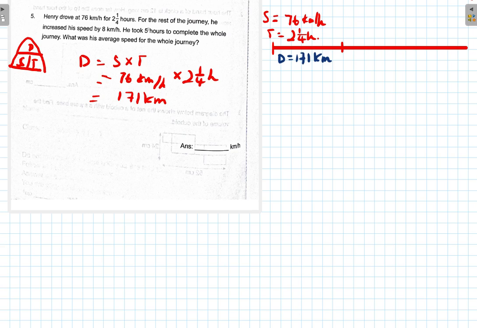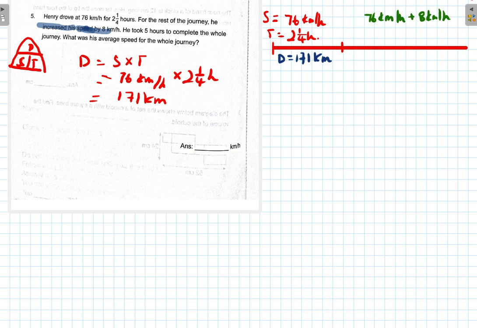And then it says that for the rest of the journey, he increased the speed by 8 kilometer per hour. It's not saying that it moved at the speed of 8 kilometer per hour. It's saying that it increased the speed. So in this case, right, for the rest of the journey here, his speed is now 76 kilometer per hour plus 8 kilometer per hour.